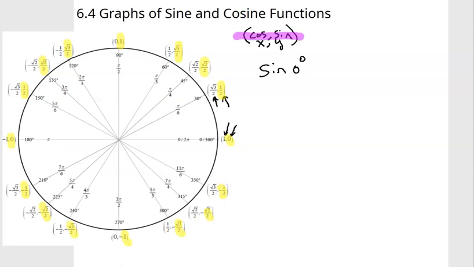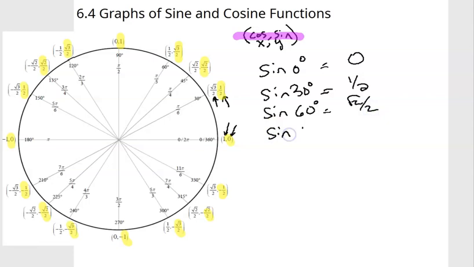So the sine of 0 degrees is 0. The sine of 30 degrees is 1/2. The sine of 45 degrees is the square root of 2 over 2. Sorry, I knew there was something wrong when I wrote it. All right, so the sine of 60 is the square root of 3 over 2. And the sine of 90.